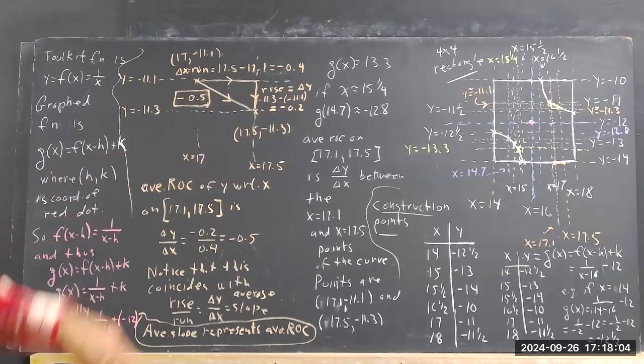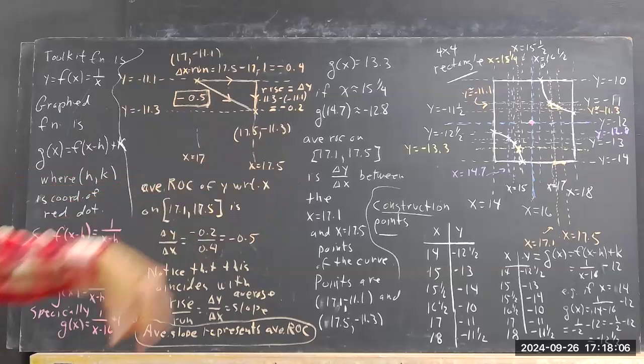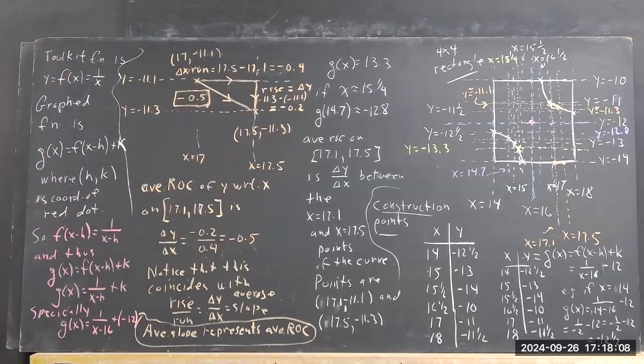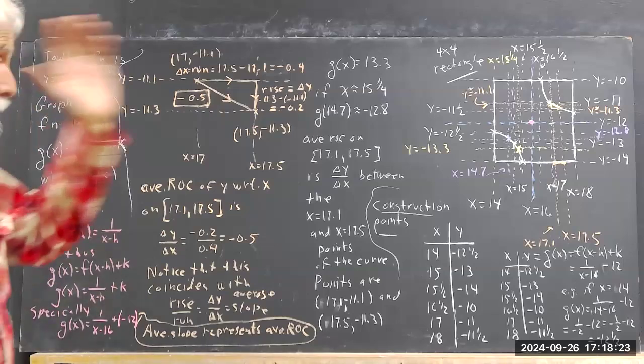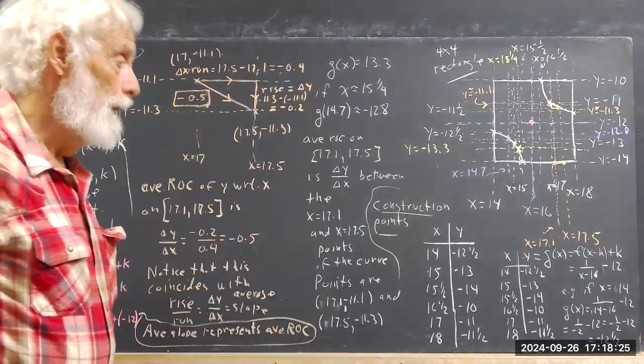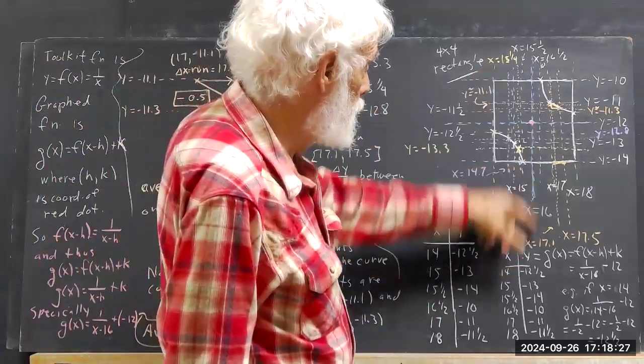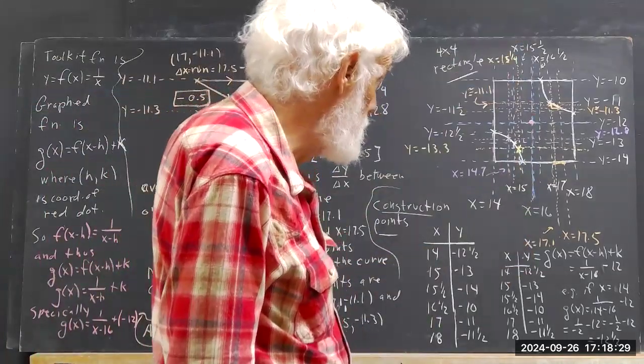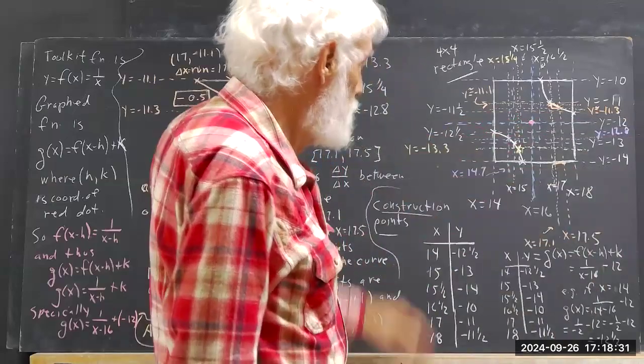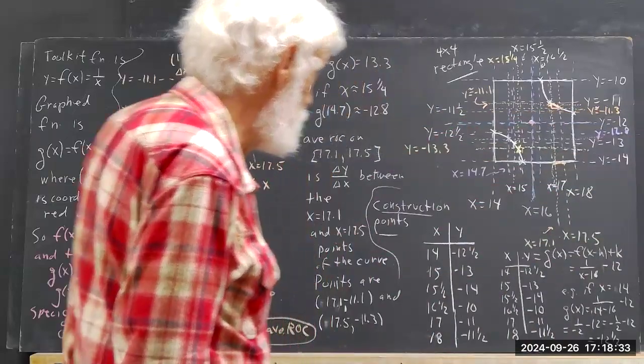Now to get the f of x minus h plus k, I did it over there, but here we've got it. I think you can still see it. Toolkit function 1 over x. The graph function is f of x minus h plus k, where h, k are the coordinates of the red dot. Coordinates of the red dot, I told you at the beginning, are x equals 16, which is why the x equals 16 line goes through the red dot, and y equals negative 12, which is why the y equals negative 12 line goes through the red dot.